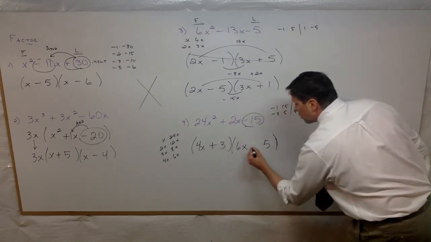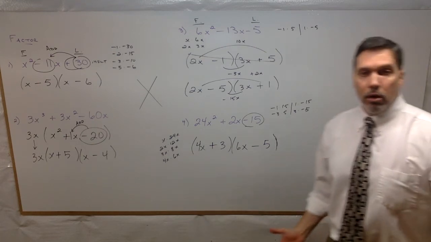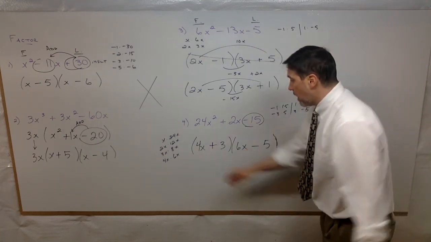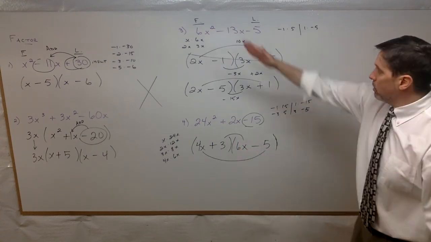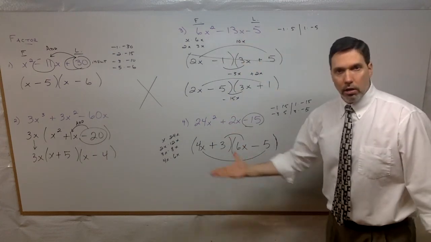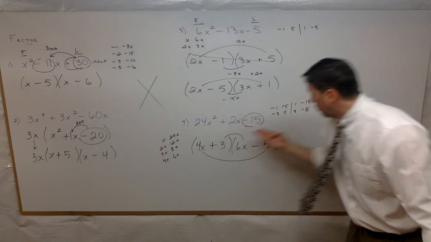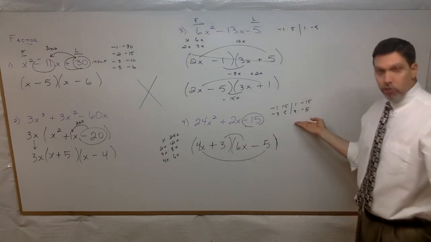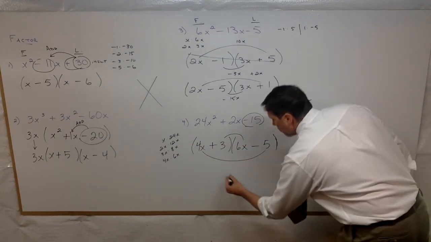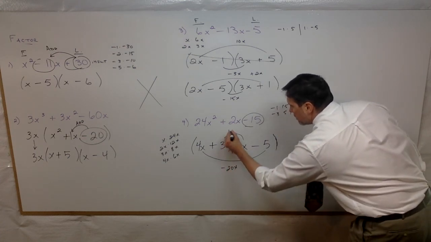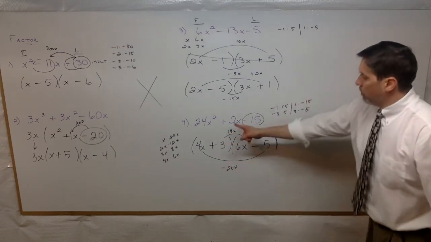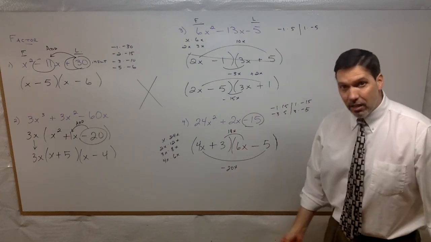Again, I'm just guessing the signs. We'll see if that works, right? This is my first guess. Now, I'm just checking the outer and the inner of FOIL. I'm not worried about first and last because I know those work. That's why I'm guessing these actual numbers here. Those guarantee first and last work. It's outer and inner. So outer here is negative 20x, inner is 18x. And if you notice, that does give me a negative 2x.